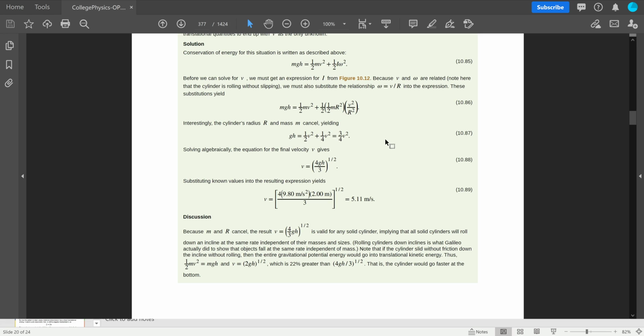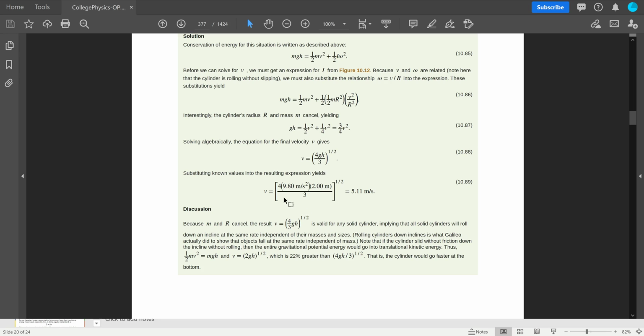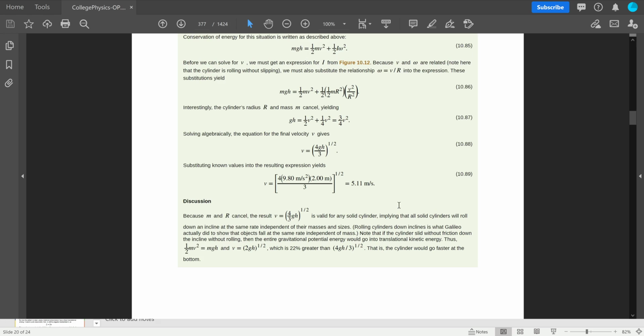So multiply 3/4 by 4/3 to get it on the other side, and square root. So 4 from the fraction times 9.8, which is gravity, times our 2 meters, which is the incline, over 3, which comes from the fraction. Square root that, and you get 5.11 meters per second. So the convenient part here was that the m and the r canceled out, so the math was just pretty simple. If you wanted to, you could still keep the masses there, but conveniently we could just cancel them out from the very beginning.